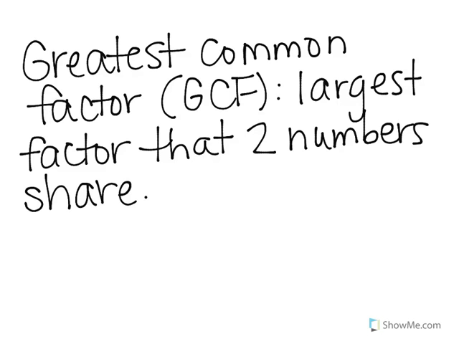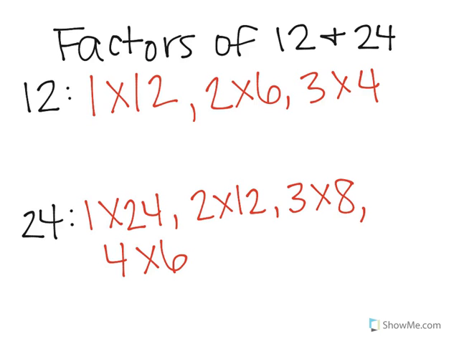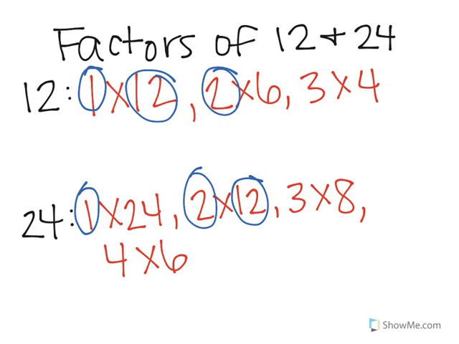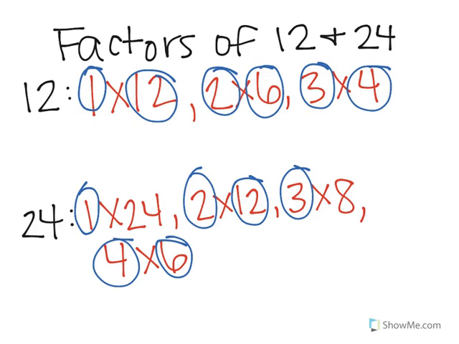Now the greatest common factor, or the GCF, is the largest factor that two numbers share. So let's go back to 12 and 24. What are the largest numbers that they share? Well, the first thing I'm going to do is just circle the numbers that they have in common. So they both have a 1. They both have a 12. They both have a 2. They both have a 6. They both have a 3. And they both have a 4.